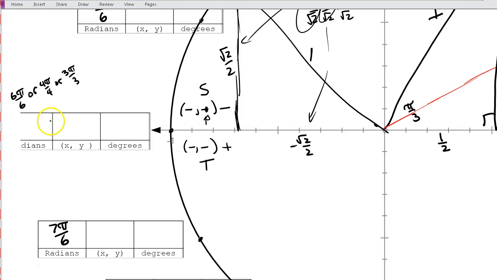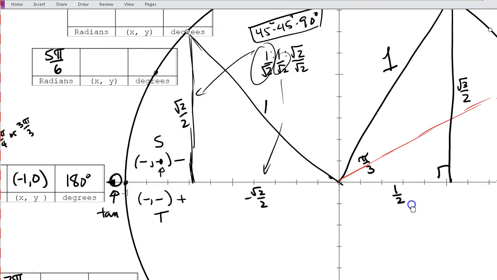And then while we're here, let's do this. This is 180 degrees, and that's pi radians, and we're going to the left 1, so my coordinates are -1, 0. And then the tangent here is going to be 0 divided by -1, which is 0. That's my tangent. Alright, so that's my pi over 6's.